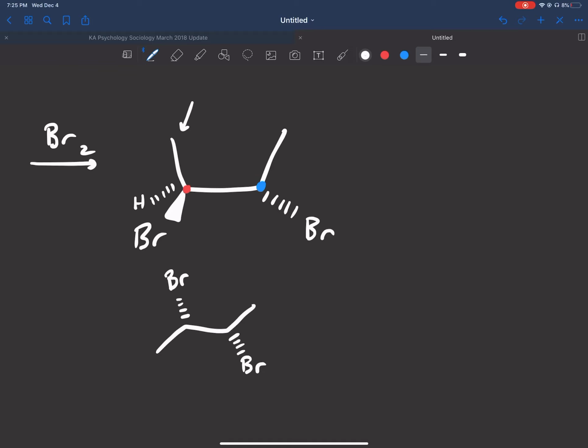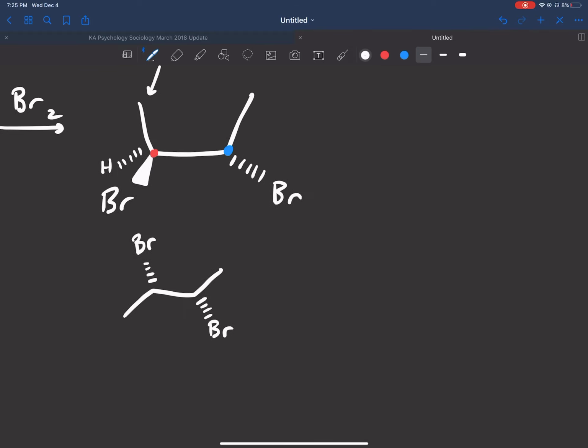Now we could rotate the one in blue, all right, and keep the one in red the same, and now we're going to have something that looks like this.